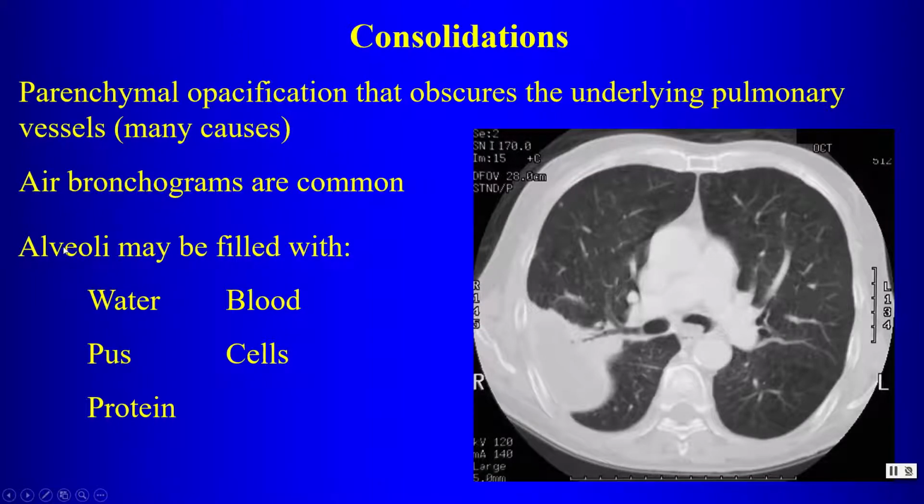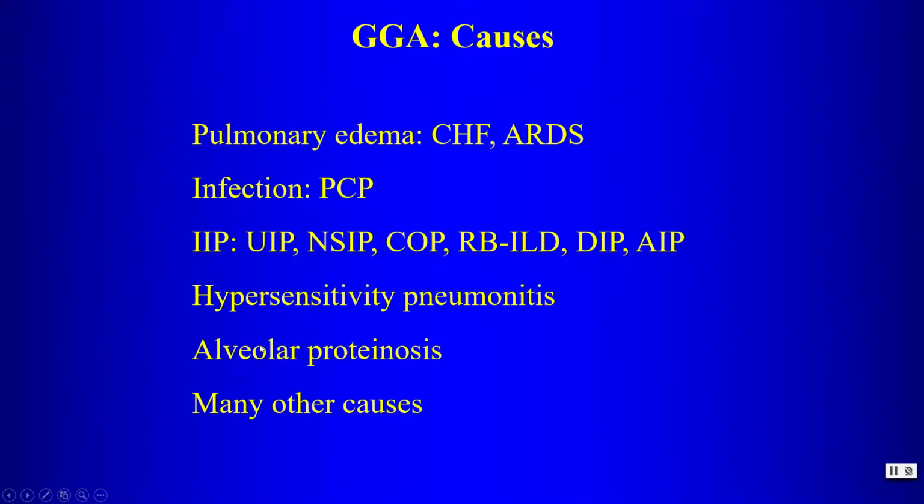The term consolidation means you have an opacity that you cannot see through. So the consolidation obscures the underlying lung architecture. So we've talked about diseases that give you alveolar processes or consolidations. You can have pulmonary edema, blood, pus, cells, protein. All of these can fill the alveolar spaces and can obscure the underlying lung architecture.